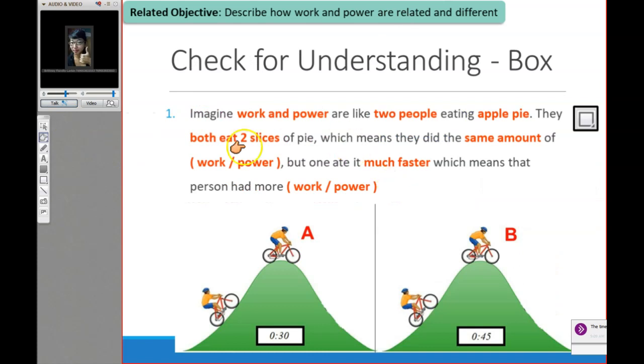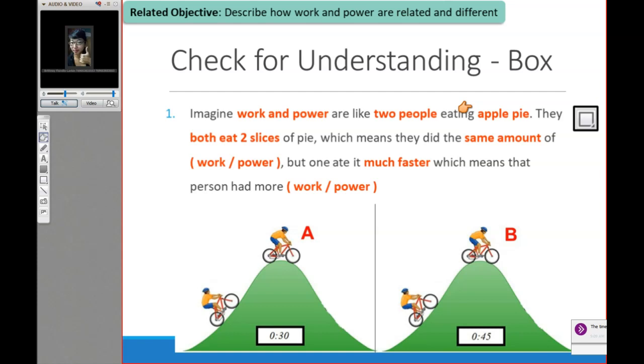All right, so let's go ahead and do a scenario. Let's imagine work and power are like two people eating apple pie. Who likes apple pie? In general, on the field, you have to be kind of fast. You can't just be slow and doing nothing.